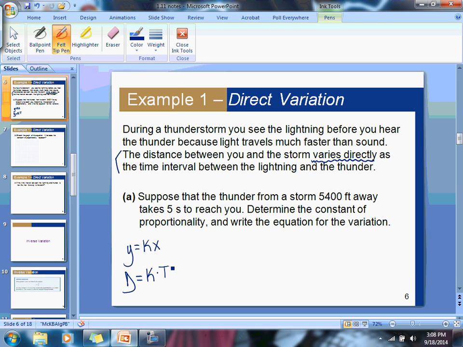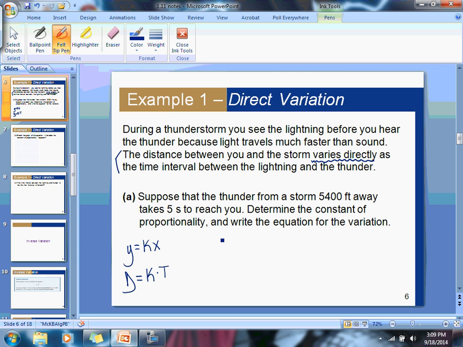So now that I have that equation, now I can work through part A. So suppose the thunder from a storm 5,400 feet away takes 5 seconds to reach you. Determine the constant of proportionality and write the equation for the variation. So basically we're going to plug in the information that we know into this equation that we now have, and we're going to solve for k.